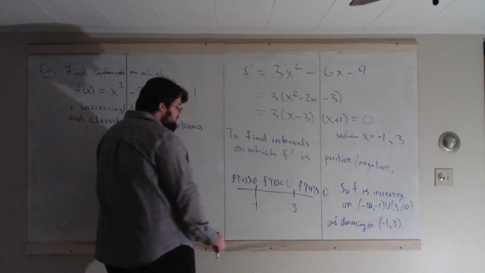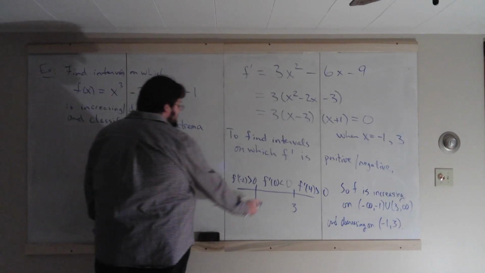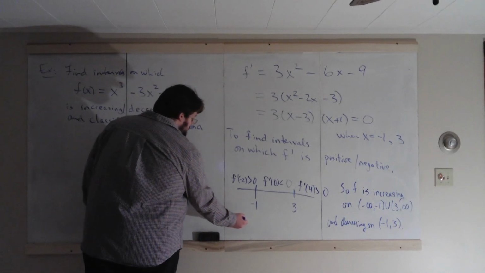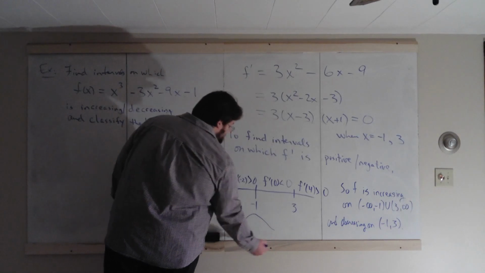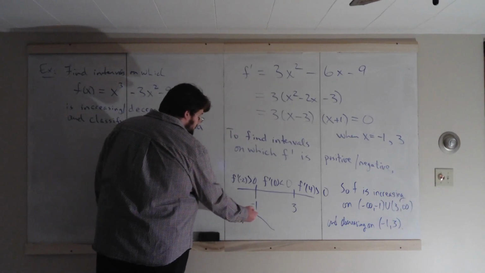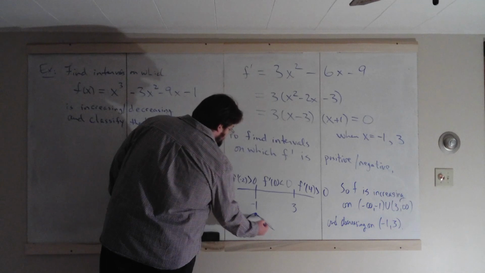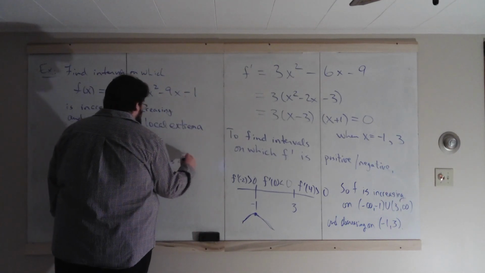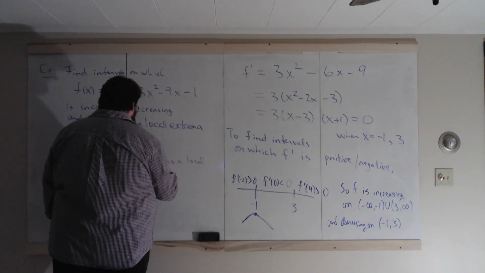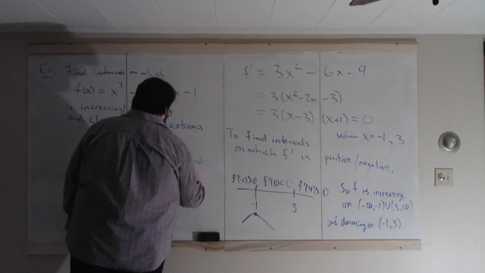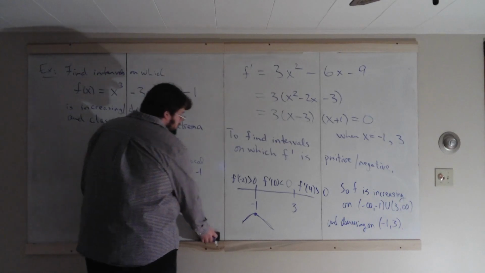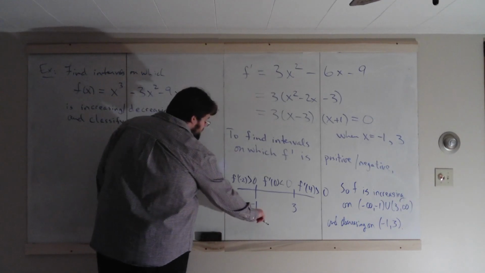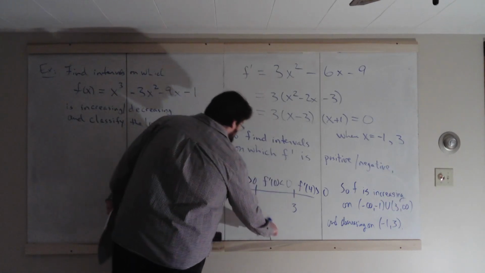F prime is positive before negative 1. F prime is negative after negative 1. So the function is increasing, and then it starts to decrease. So f has a local maximum at x equals negative 1 because the function is increasing until it gets to negative 1, then it's decreasing.